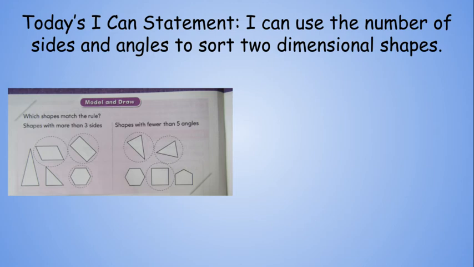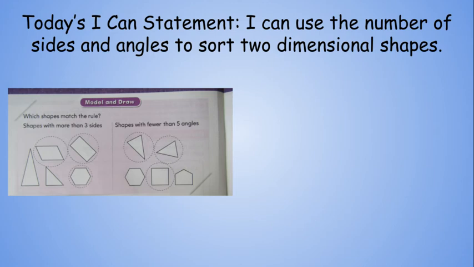Which shapes match the rule? Well, the first example said we have the rule shapes with more than 3 sides. I went a little bit beyond what their directions were. When I did each of these examples, I labeled the sides with the little dash mark so that I could prove that I can identify how many sides are in a shape.